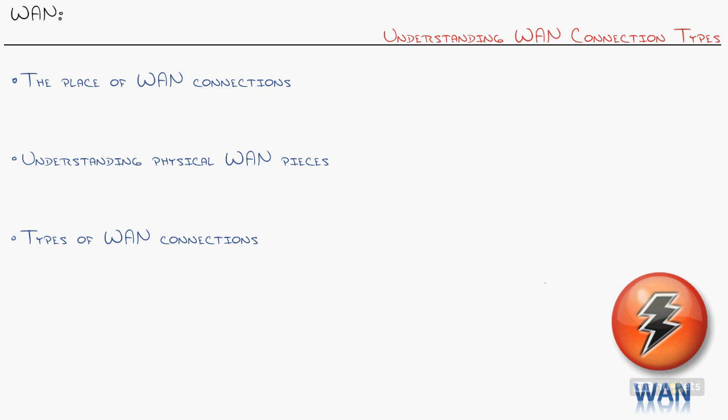Welcome to the WAN. The biggest difference, in my opinion, between ICND1 and ICND2. In ICND1, the breadth of knowledge is just tremendous. You learn about a ton of stuff: VLANs, switching, routing, network address translation, access lists, subnetting. Just topic after topic after topic, but it's all focused around a single site location.